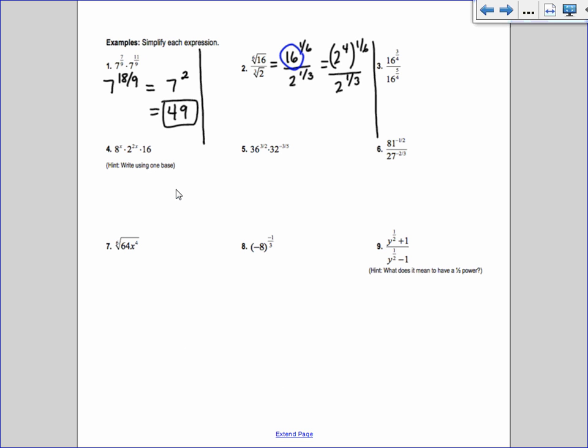Okay, so now on the top, I have 2 to the 4th raised to the 1/6. So I'm going to multiply here. So I'm going to have 2 to the 4/6. Can I just write that as 2/3? Are you guys good with that? This is 4/6, which is 2/3. So 2 to the 2/3 over 2 to the 1/3.